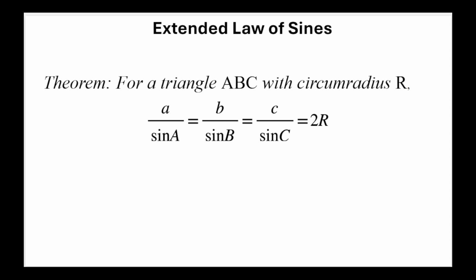Mostly it is given as a upon sine A is equal to b upon sine B equal to c upon sine C equal to some constant k. But in this extended law of sines, we are studying the constant k. So the theorem states that for a triangle ABC with circumradius R, a upon sine A is equal to b upon sine B equal to c upon sine C equal to 2R.